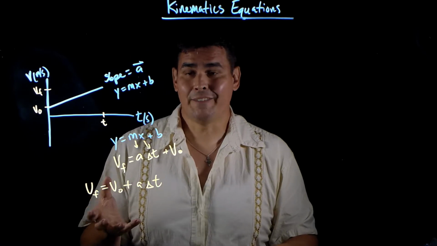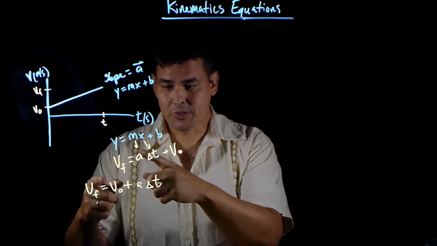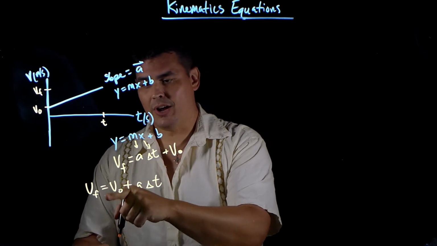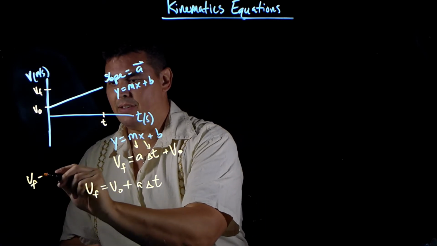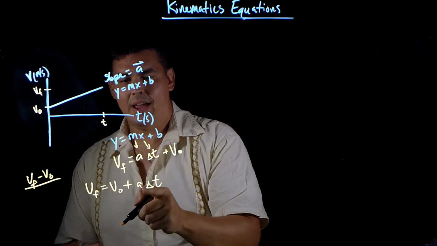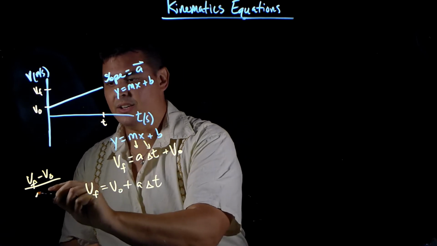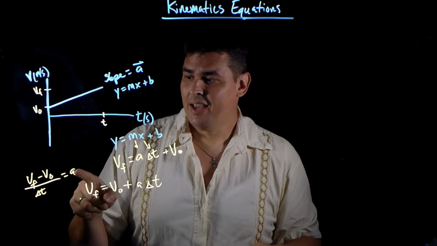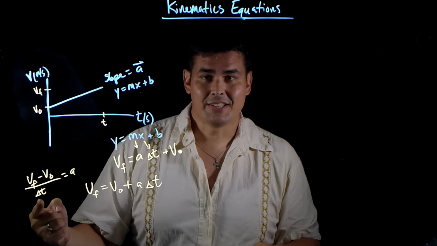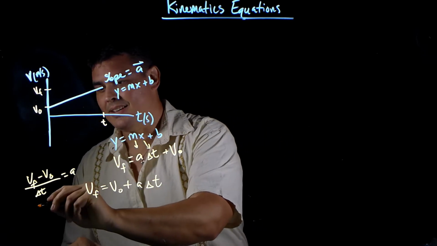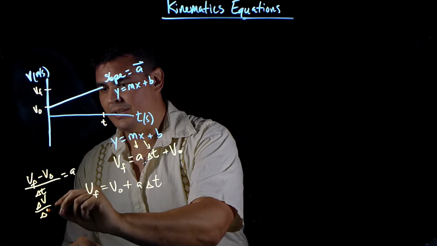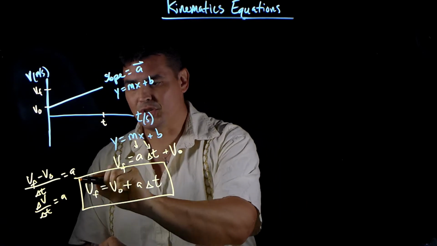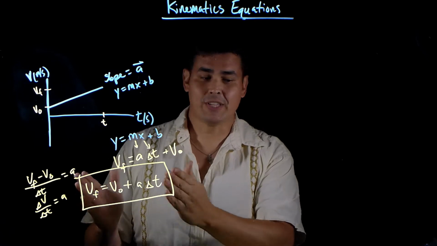But this one is the definition of acceleration. Because if I do some algebra and rearrange this, I can subtract the v naught, so I can say vf minus v naught, and then divide by delta t, equals a. And if you look at this, a equals final minus initial velocity divided by time. That's the same thing as saying delta v over delta t equals a. So this one is the definition of acceleration. This is our first kinematics formula.